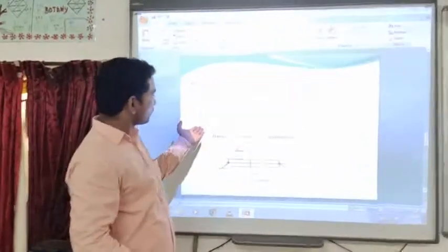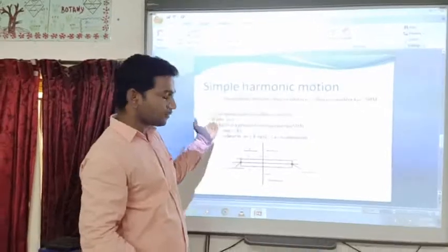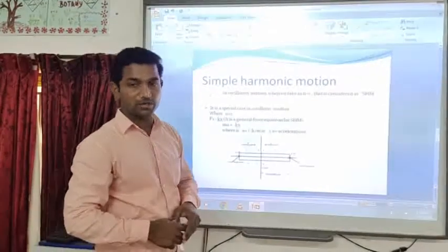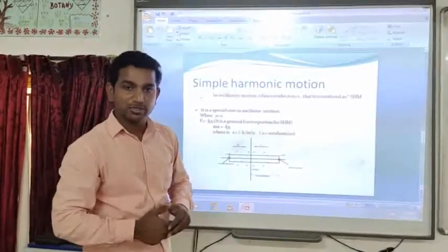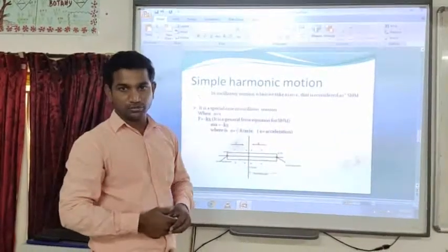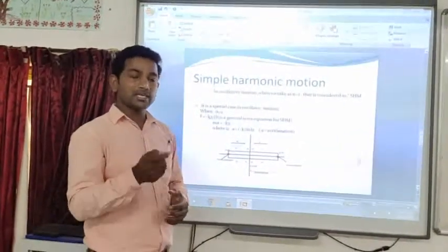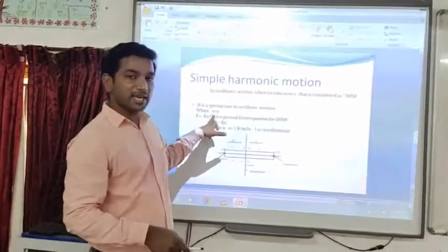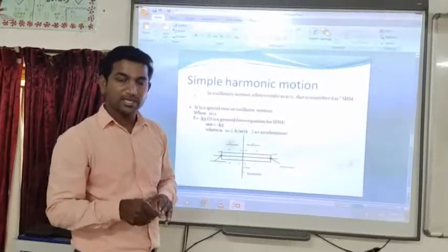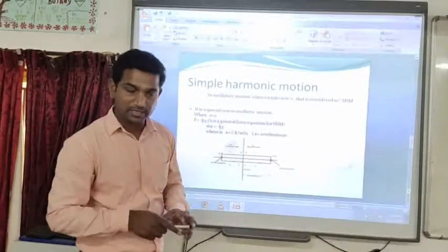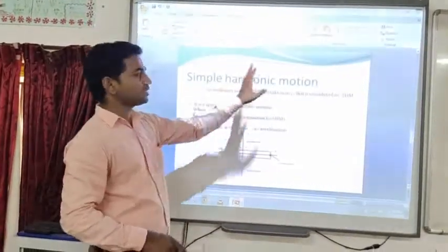Now if this type of force is working on the object, that oscillatory motion becomes simple harmonic motion. If the force equation is F equals minus kx in oscillatory motion, then that oscillatory motion becomes simple harmonic motion.